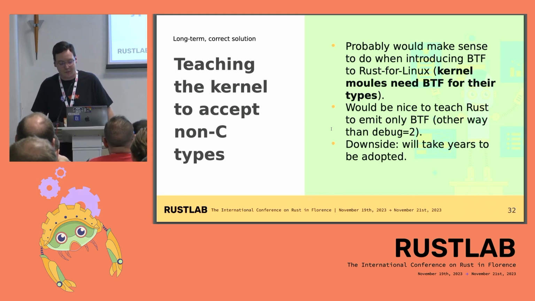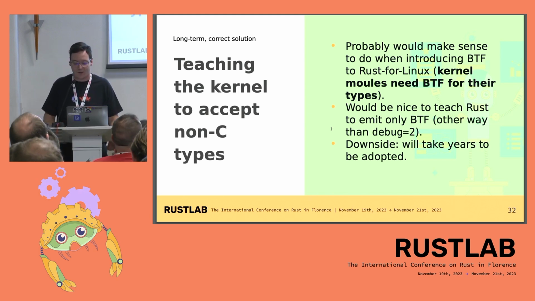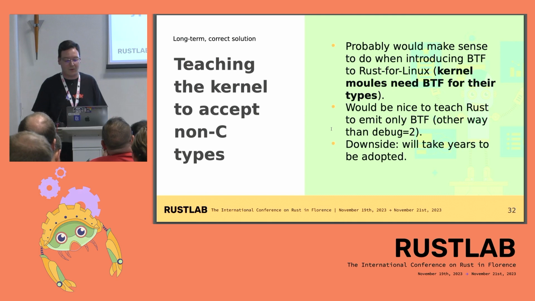Also, the other thing which would be nice to teach Rust would be to have some option or flag in cargo to just tell Rust to emit only BTF, other than debuginfo equals 2.